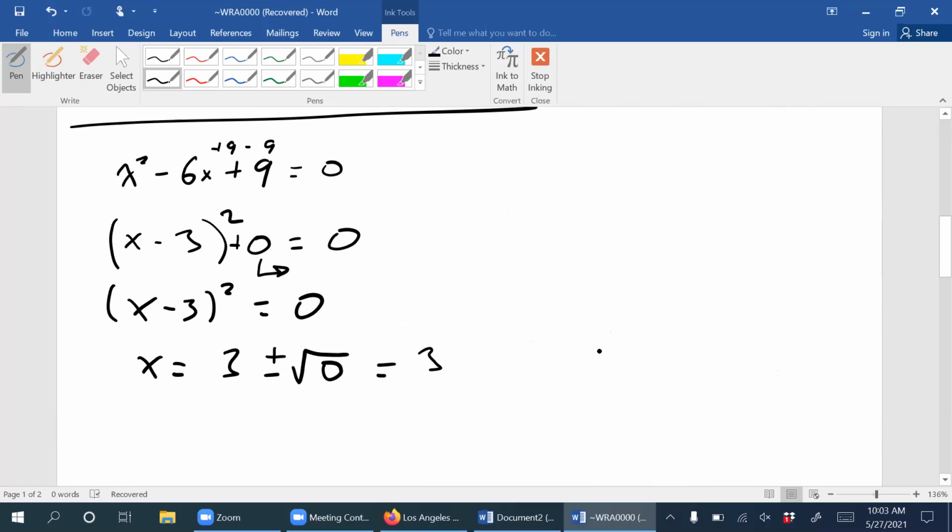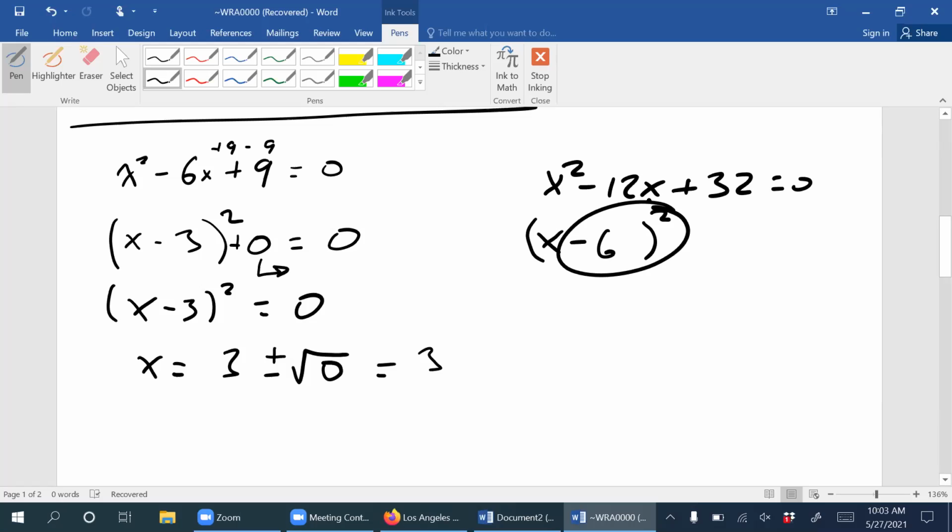Okay, let's just go ahead and do one more, since we're kind of on a roll here. X squared minus 12x plus 32. Now, if you guys could please go ahead and complete the square with the problem. X minus what? What do we write for the middle term? 12 divided by 2 is 6. Then we take the perfect square, right? What is 6 squared?